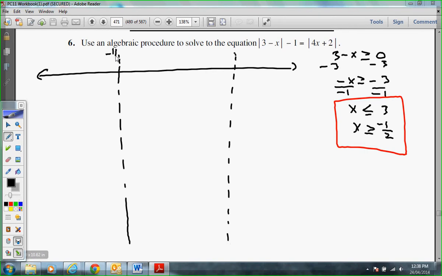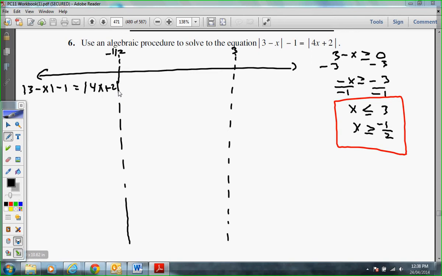So negative 1/2 here, it's the smallest, and 3 here. Okay, this is where it's going to get a little bit confusing, so pay attention. 3 minus x, is that a minus 1? Minus 1 equals 4x plus 2. Okay. What we're going to do is, these are my restrictions. So you look at this.